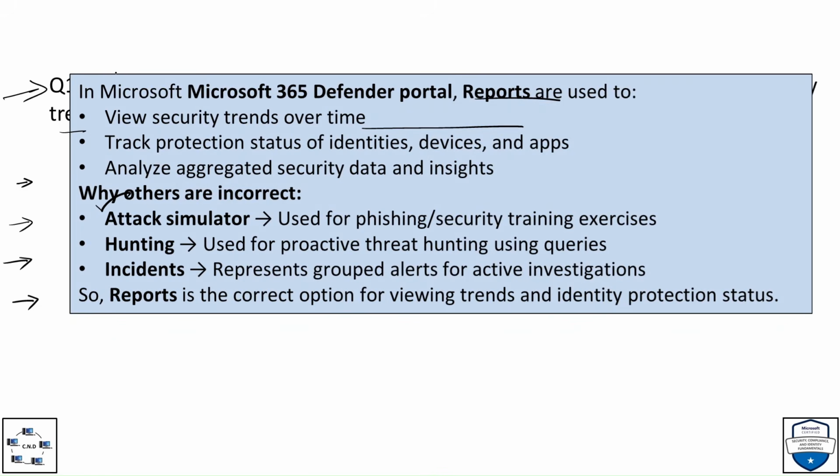And the explanation is, so in the Microsoft 365 Defender portal, reports are used to view security trends over time, track protection status of identities, devices, and applications, and analyze aggregated security data and insights. So why the other options are incorrect? So attack simulator is used for phishing and security training exercises. Hunting is used for proactive threat hunting using queries, and incidents represent grouped alerts for active investigations. So reports is the correct option for viewing trends and identity protection status.